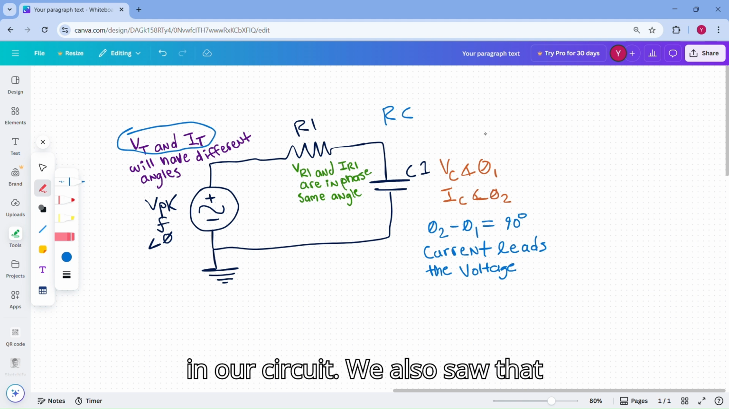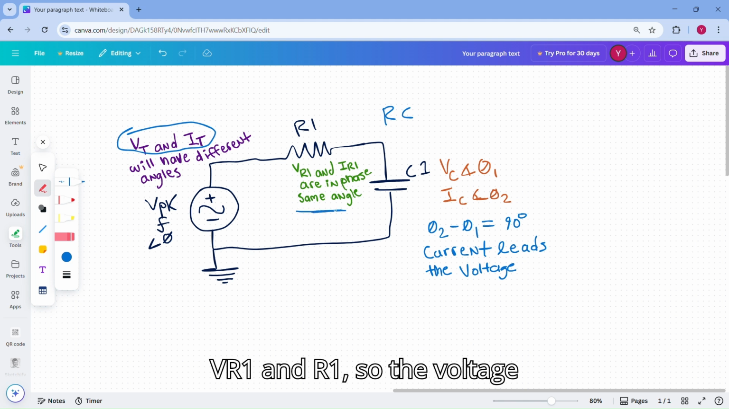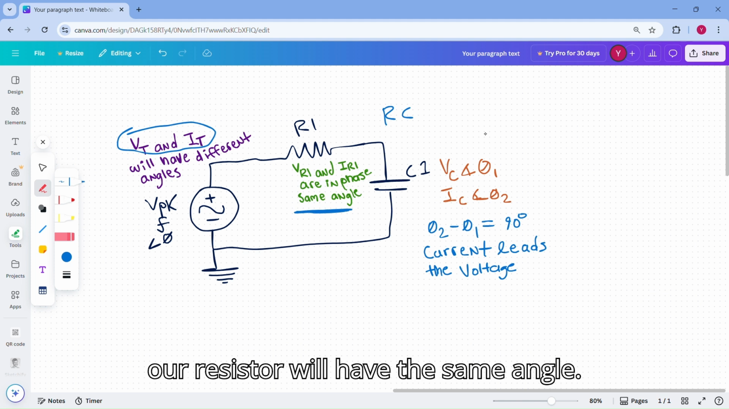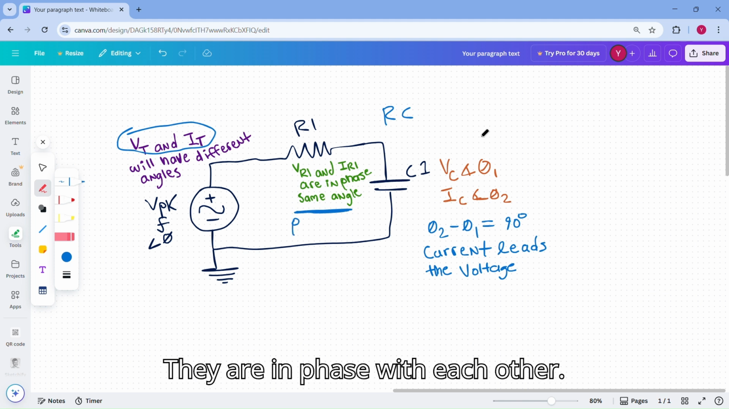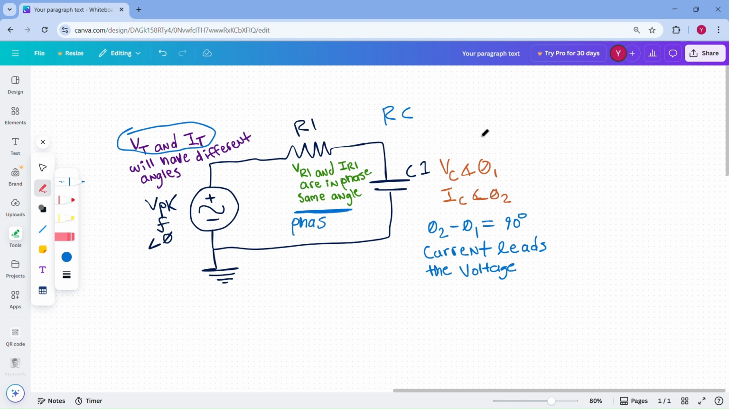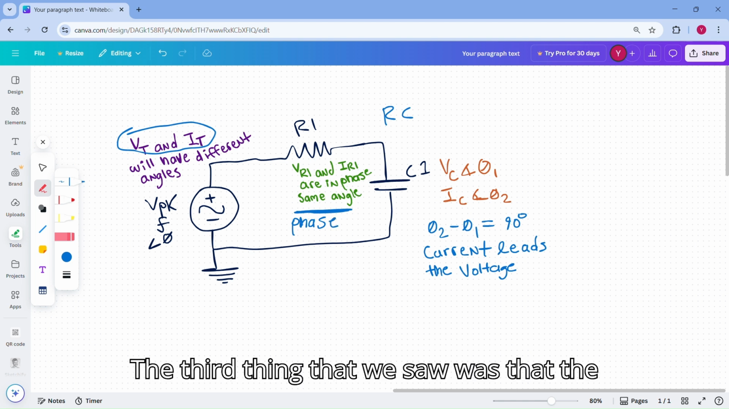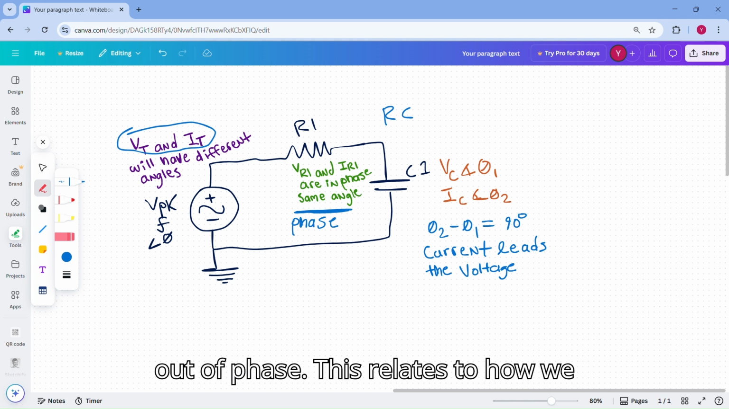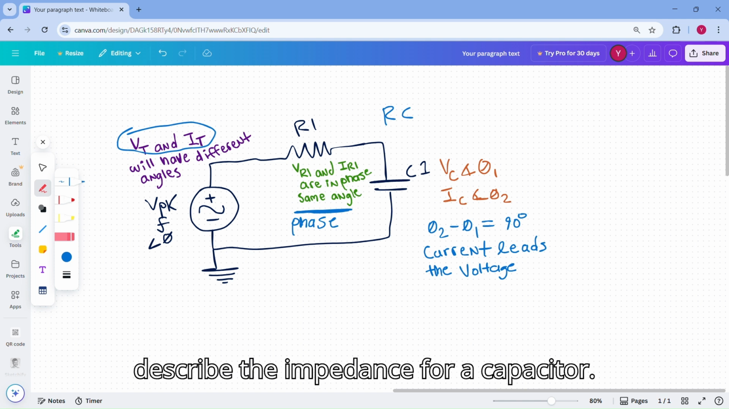We also saw that VR1 and IR1, so the voltage sine wave and the current sine wave for our resistor, will have the same angle. They are in phase with each other. The third thing that we saw was that the capacitor's voltage and current were out of phase. This relates to how we describe the impedance for a capacitor.